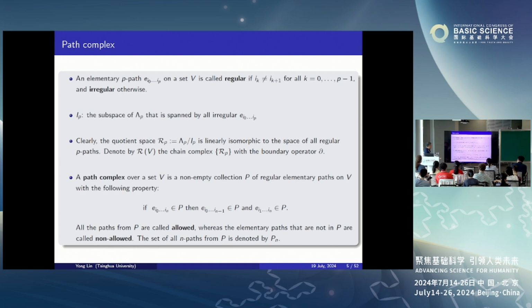So what is the path complex? A path complex is a collection of these regular elementary paths with the following property. Given a p-path e_i0...ip in P, we delete the first index or the last index, and the path is still in P. Then we call this set P a path complex. That means if you delete the last or the first index, this path is still in the collection P. All the paths from P we call the allowed paths.